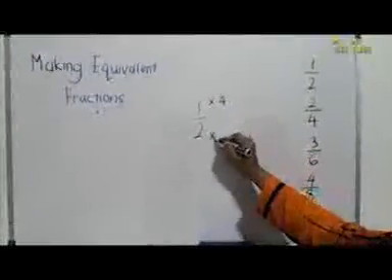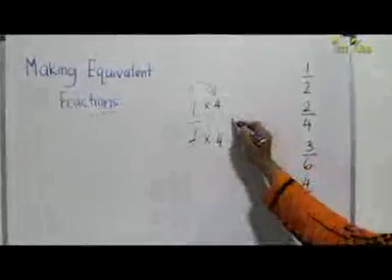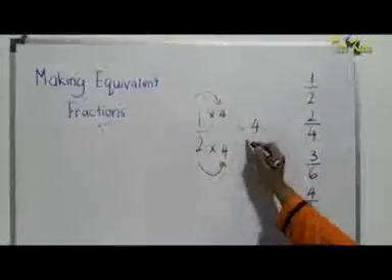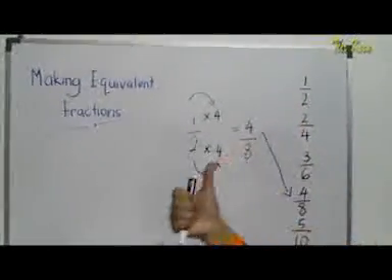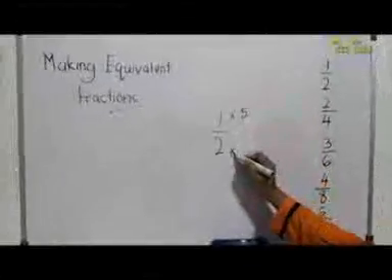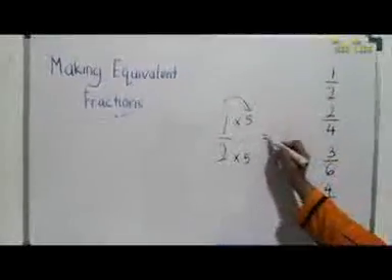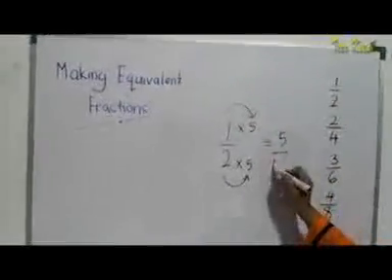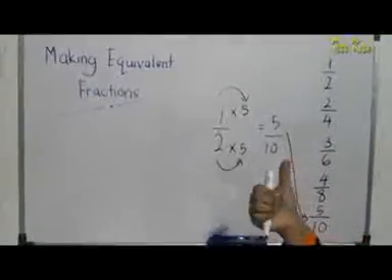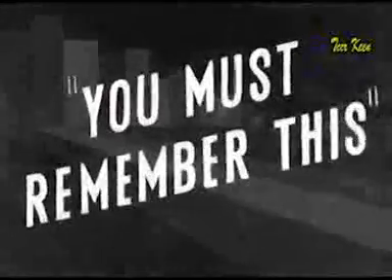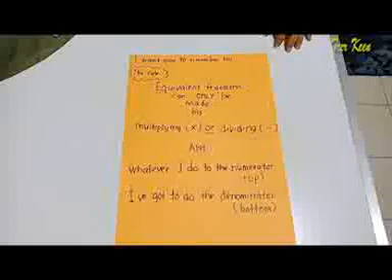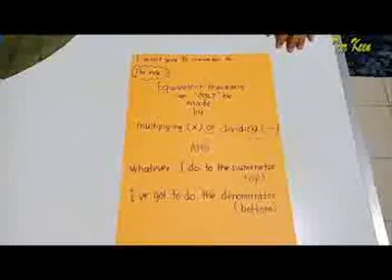If I use 4, I'll get this. And if I use 5, I'll get this. Now, remember the rule. Whatever I do with the top, I do it with the bottom. Easy, isn't it? I hope you remember this before we start with the practice.